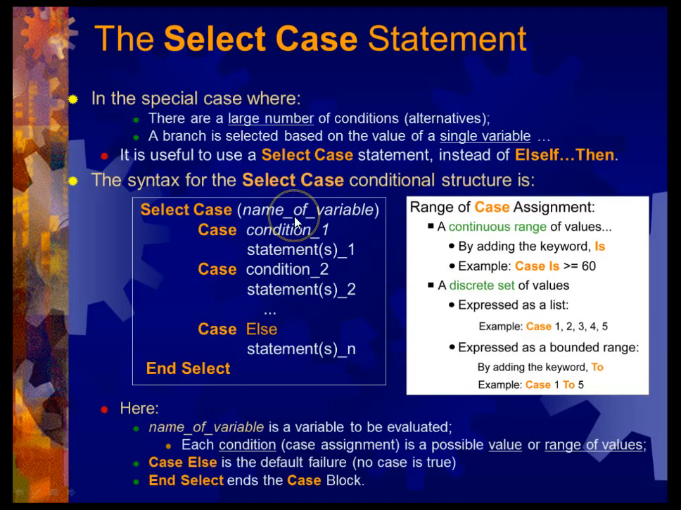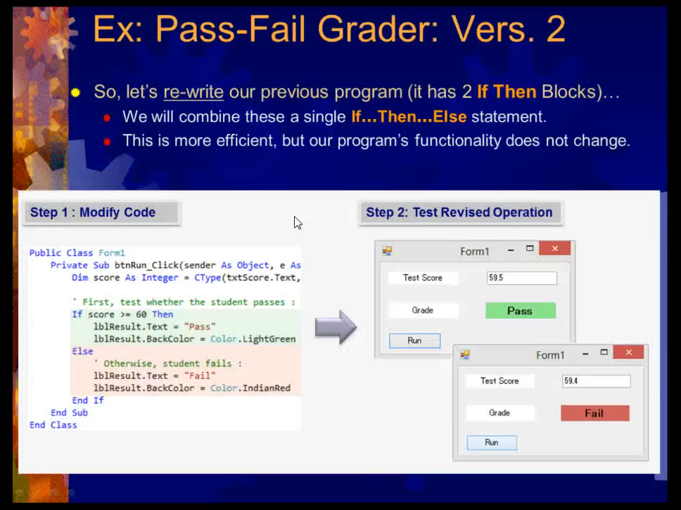So, what was the name of the variable that we were looking at in the last code? What's the name of the test variable, the thing that we're testing? What was the name of the test variable? Score, right? That's what we were testing, right?